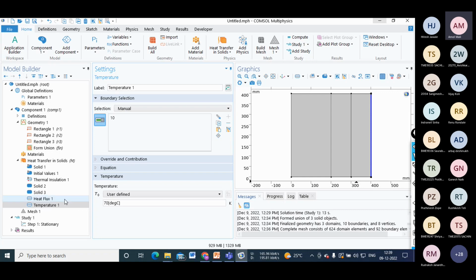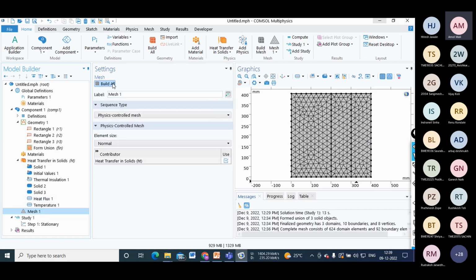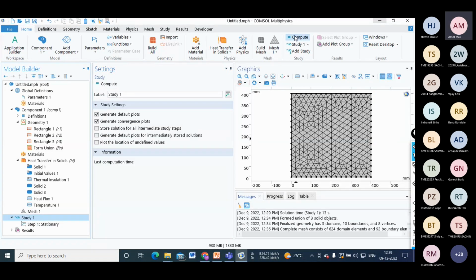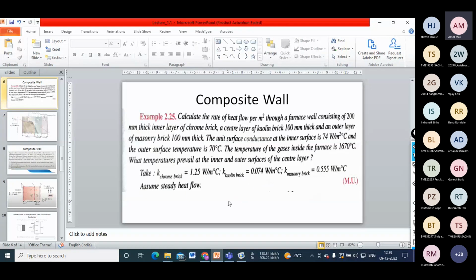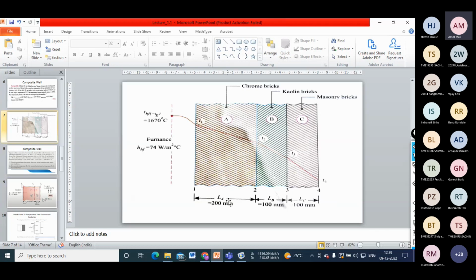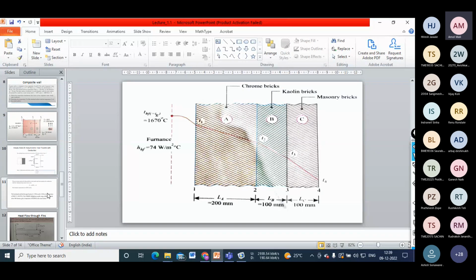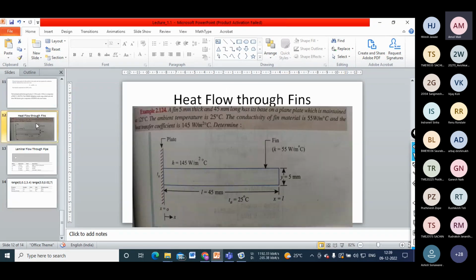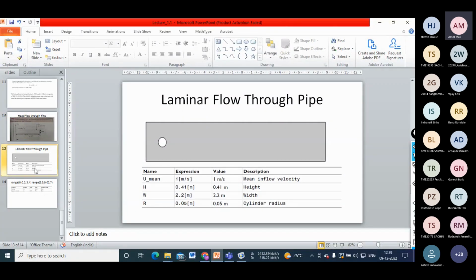Okay, now I think all properties we have given. We have done the meshing, so we will solve this problem and we will see whether this problem will solve successfully or not. Okay, so one more problem we will take. Actually I want to take one problem on pin also, but due to time being we'll try to solve one problem of CFD, computational fluid dynamics.